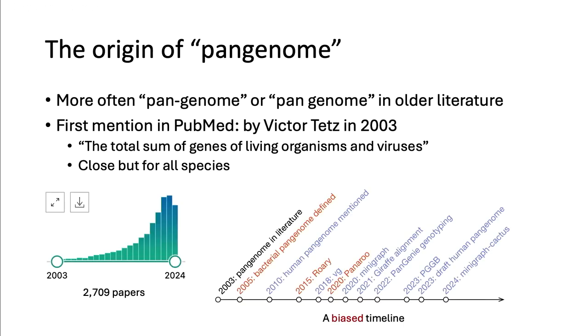But the modern definition of the pangenome happened 2 years later. That's in 2005. This is the PubMed publication count: if you search PubMed for pangenome, you will see, especially in the last 3 years, a spike of pangenome work in recent literature. This roughly shows the timeline of the pangenome work. As I said, this is a biased timeline, not a complete one.